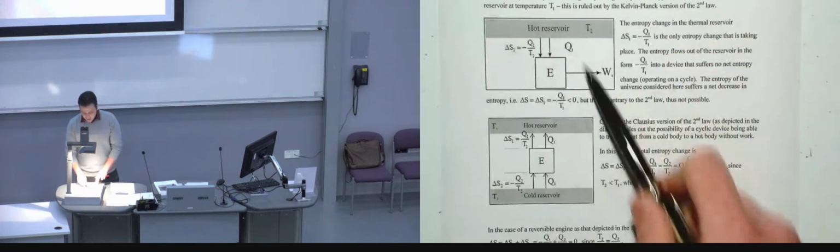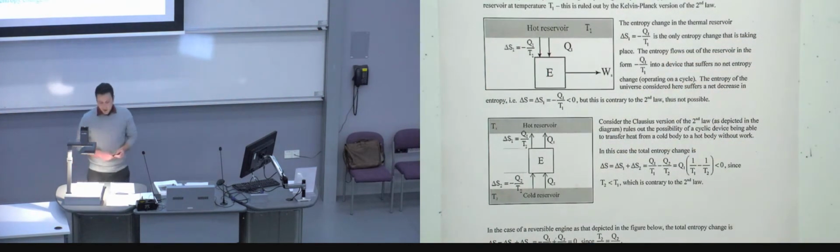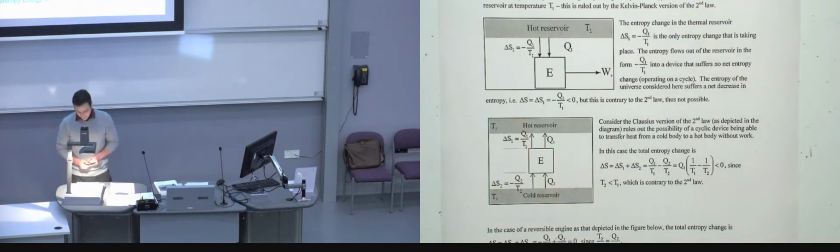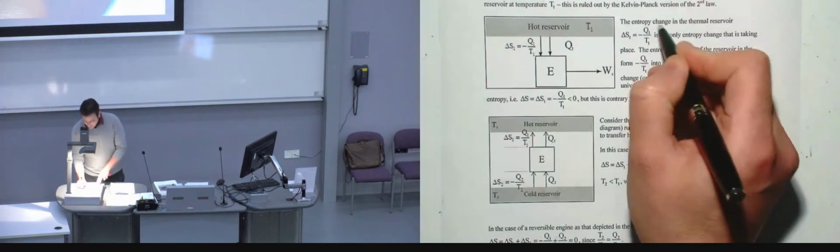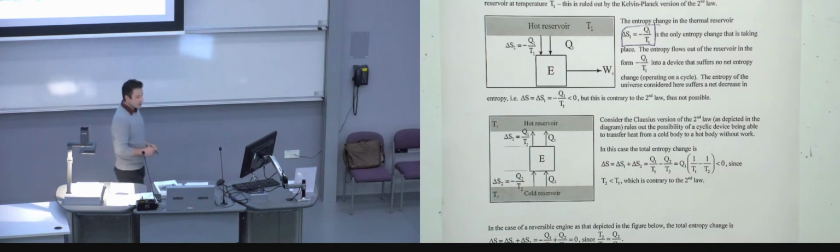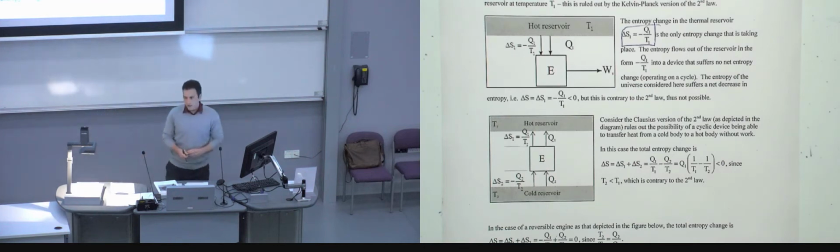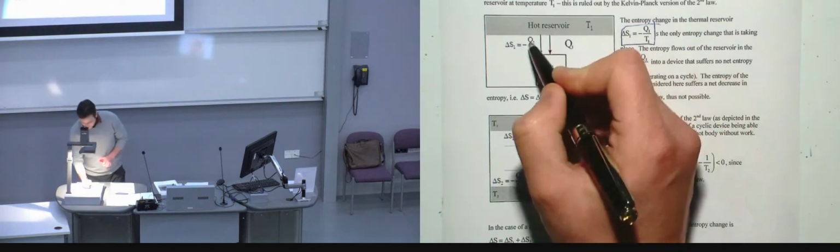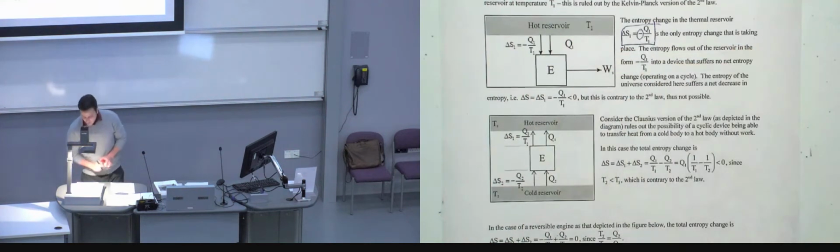So look at this heat engine. There is no cold reservoir here. And if we say that the change in entropy is related to Q divided by T, here delta S1 is equal to minus Q1 over T1. Can you tell me why there's a negative sign in here? Why do we have this negative sign?